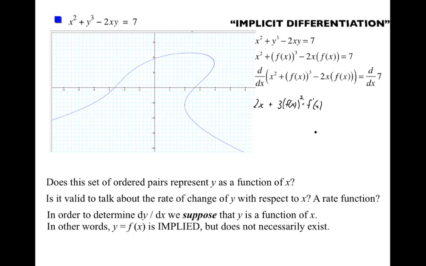Okay? What about the next thing? Minus 2x times f of x. How are we going to take the rate of change of that? That's a product, right? Product rule. This is times, so it's going to be minus the rate of change of the first times the second, plus the first times the rate of change of the second. And then that's going to equal the rate of change of the constant 7, which is 0.